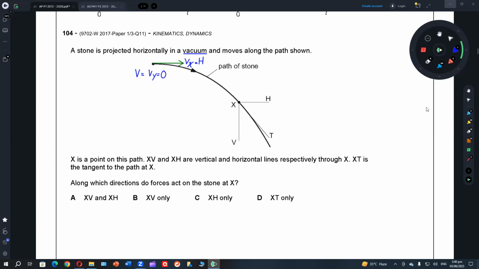X is a point on this path. XV and XH are vertical and horizontal lines respectively through X. XT is the tangent to the path. Along which directions do forces act on the stone at X? So will we only count the horizontal velocity as it said horizontally? No, he's talking about position X. I have highlighted the initial position, but the question is on position X.